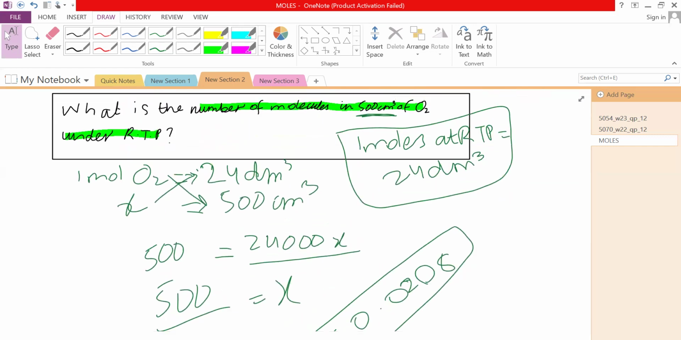By these two examples, I hope you understood how to solve mole calculations. Thank you.